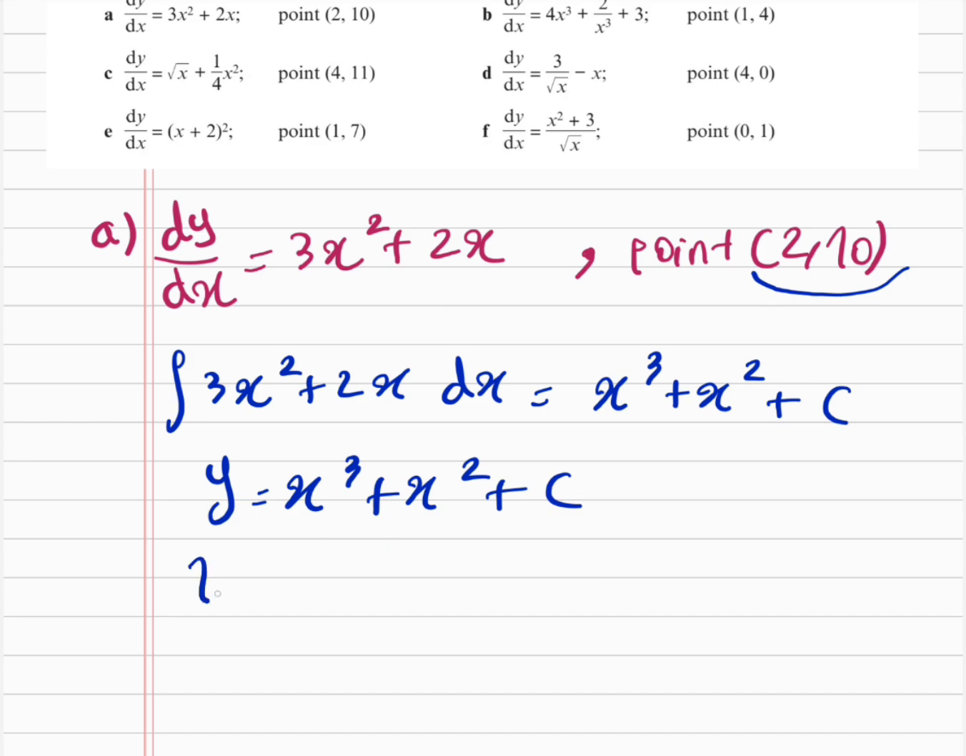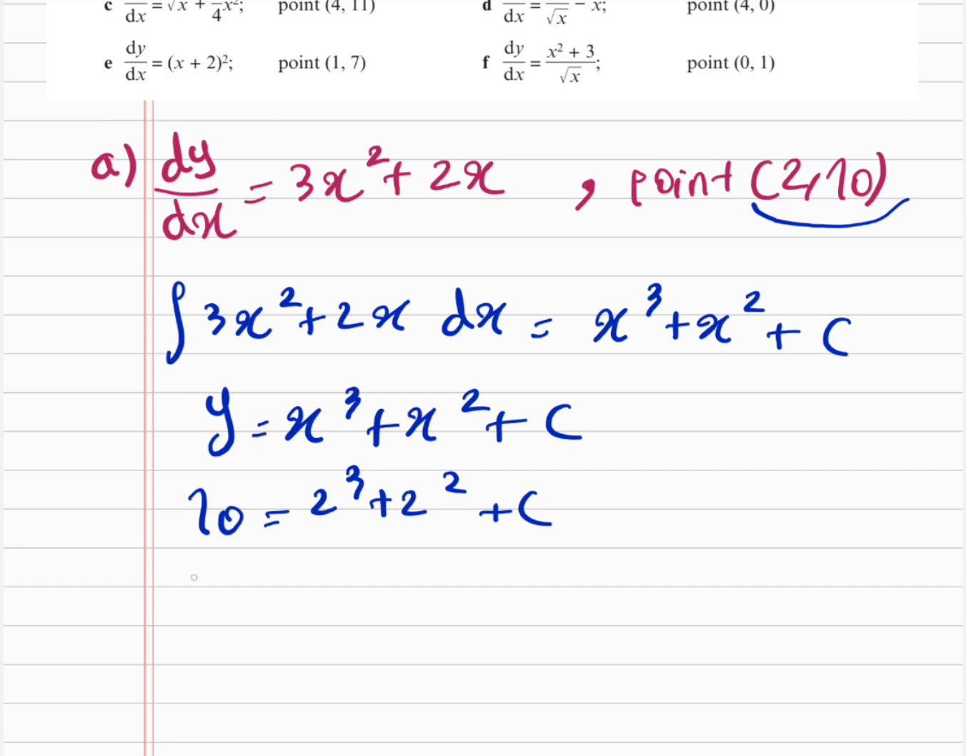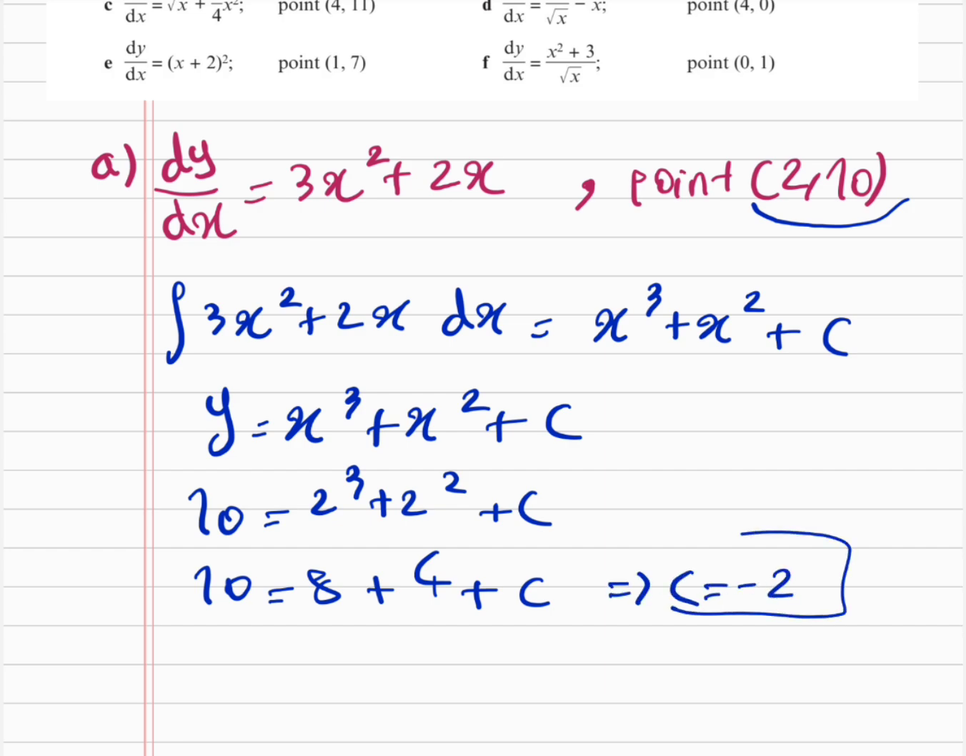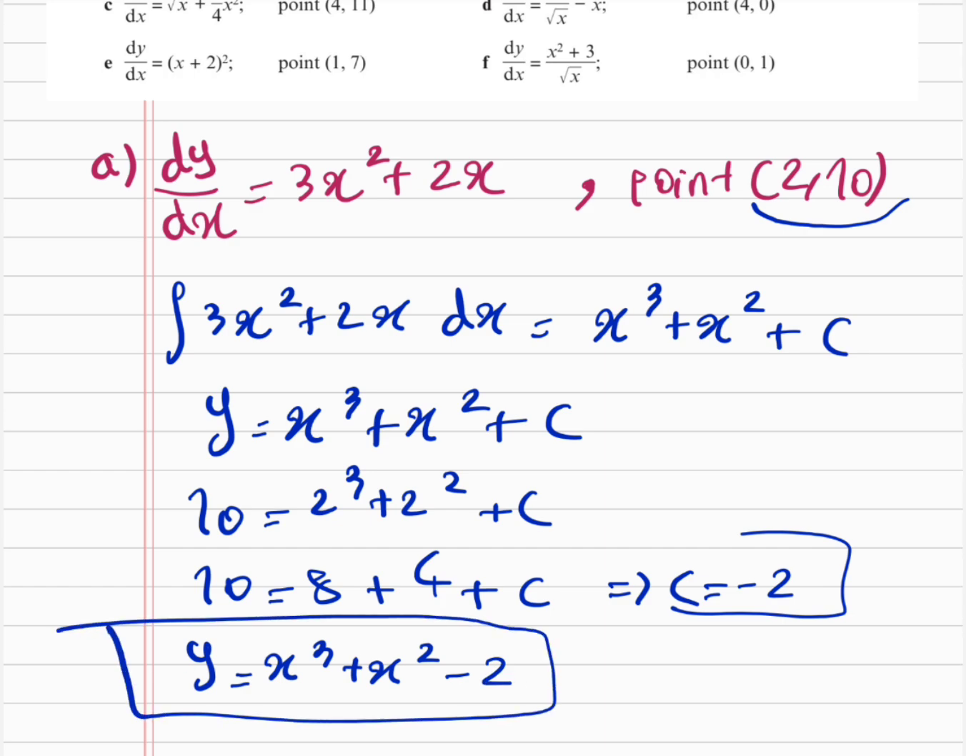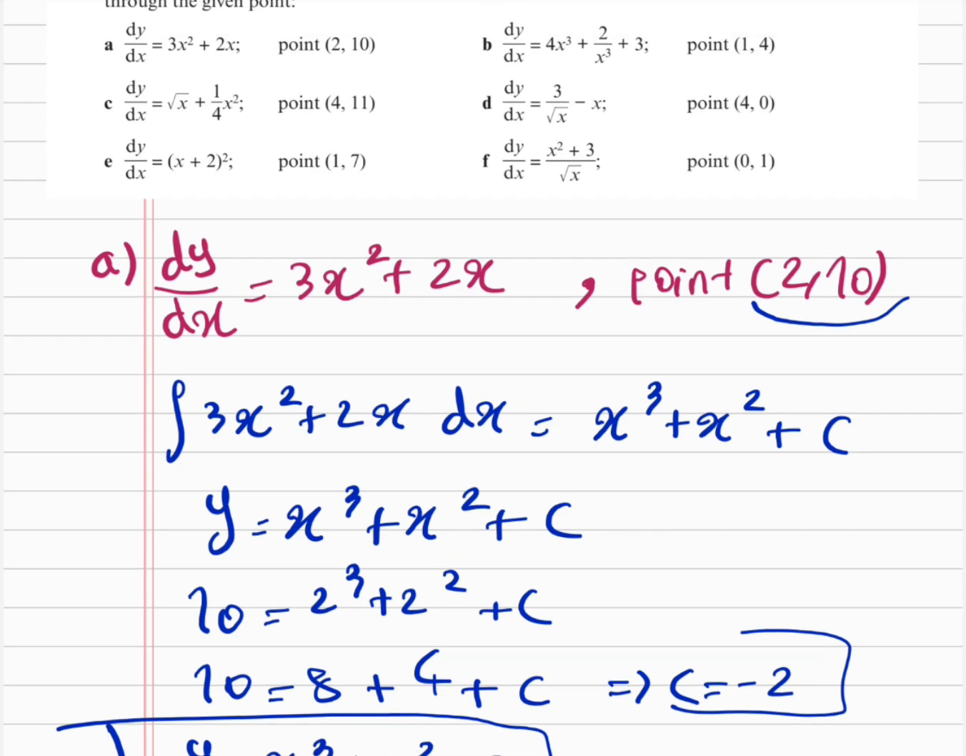So we have 10 is equal to 2 cubed plus 2 squared plus c. And this is how we can find c. So this is equal to 8 plus 4 plus c, and c is equal to minus 2. So this means the function is basically y is equal to x cubed plus x squared minus 2. So this is the function. Right, now let's do part C.